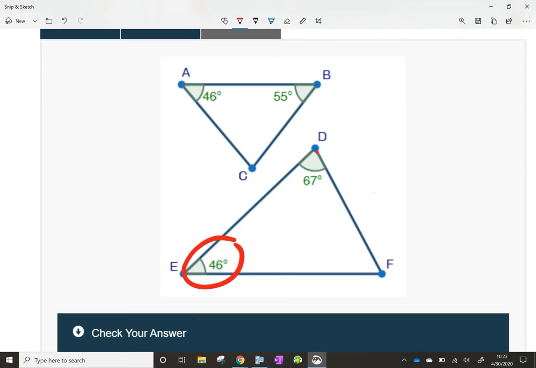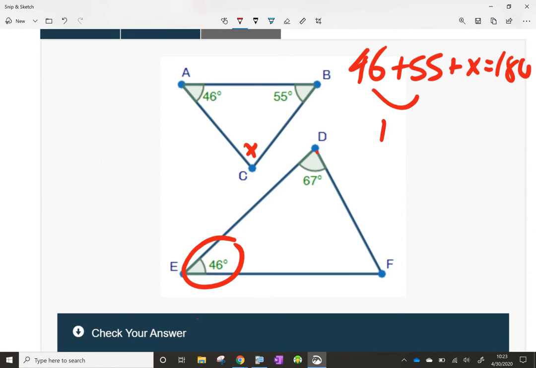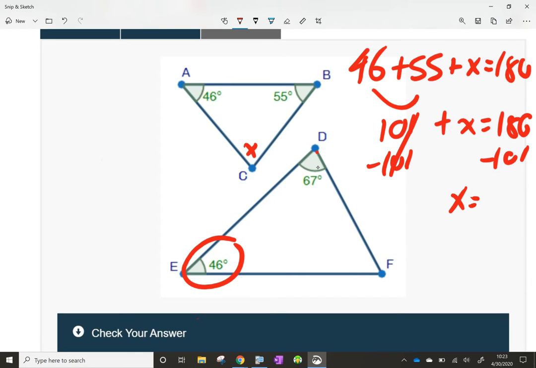So that means for the first one, we have 46. Oops, not 14. 46 plus 55. We'll call this one x, plus x equals 180 degrees. So when I do the math, this is 101. Correct? Yeah, 101 plus x equals 180. So when you subtract 101 from both sides, you end up with x equal to 79. So that tells us that the angle here is 79 degrees, which does not match the 67.